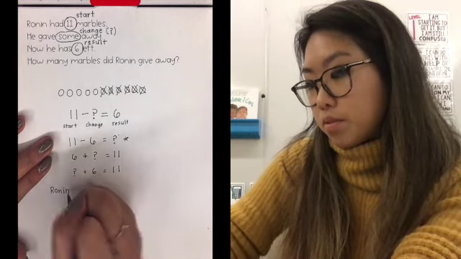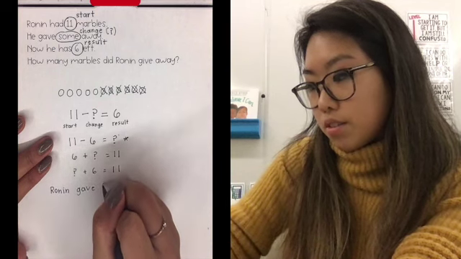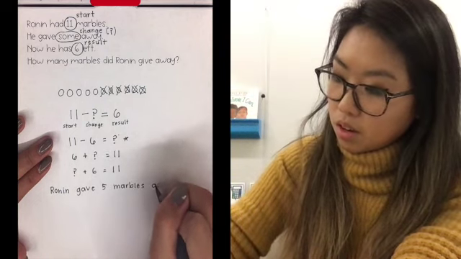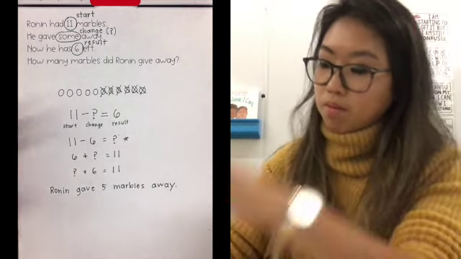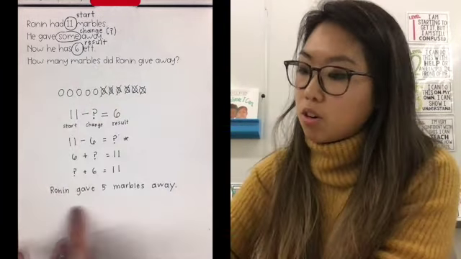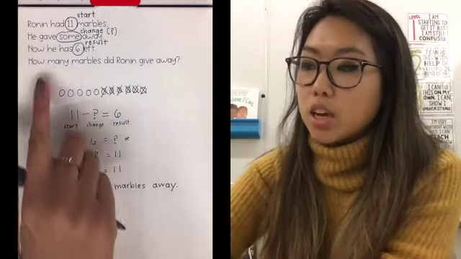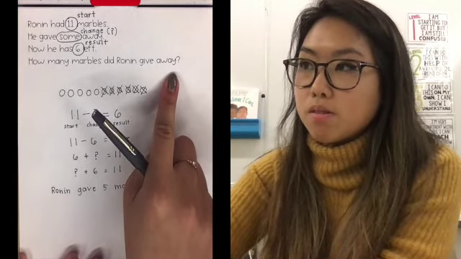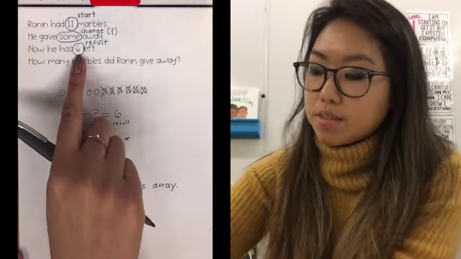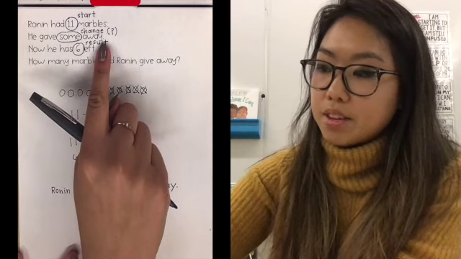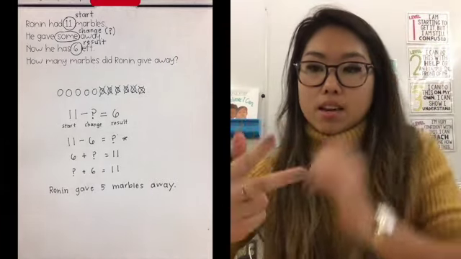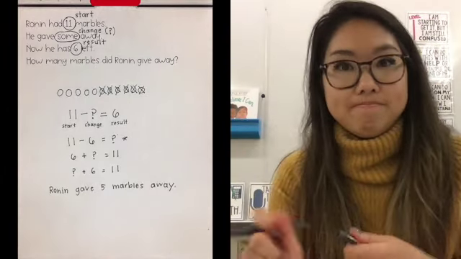Ronan gave 5 marbles away. Okay, now I'm going to check, does that match this question? Ronan gave 5 marbles away. Does that answer the question, how many marbles did Ronan give away? Yeah. And does 5 make sense? So if he has 6 left, and he gave 5 away, so 6 plus 5, 6, 7, 8, 9, 10, 11, and that matches my whole.